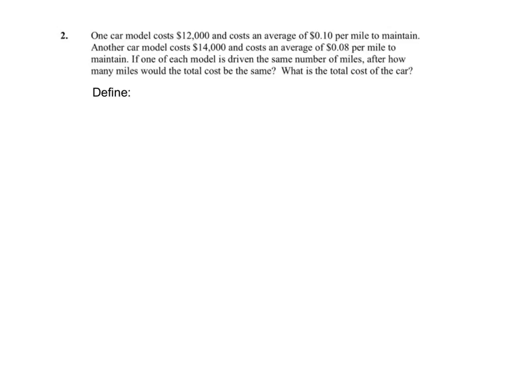So our first step we want to do is define our variables. What are we looking for here? Well, we're looking for the number of miles and the total cost. So let's have x equal the number of miles, and we'll have y equal the total cost. So let's write our equation for car 1. It says car 1 model costs $12,000 and they cost an average of 10 cents per mile.